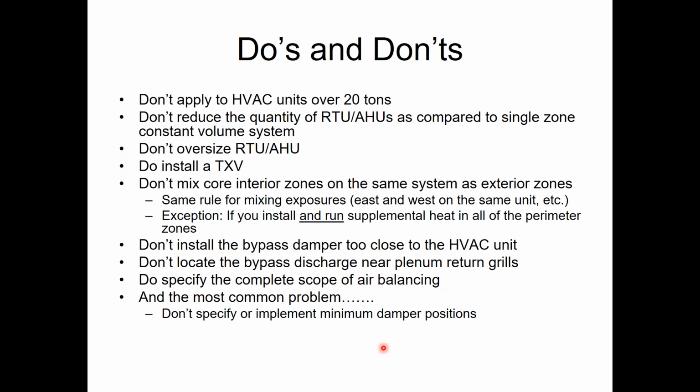Do specify air balancing. Use that cheat sheet that I gave you. Make sure that air balancing is part of the project. It should be anyway, but I know sometimes things get value engineered out, and that's one of them. And definitely do not put a minimum damper position on any of these zones unless you've done an excellent job of not mixing perimeters and not mixing interior with perimeters. Then you can put some minimum damper positions in and follow your ventilation code.